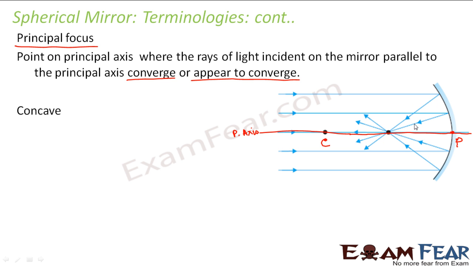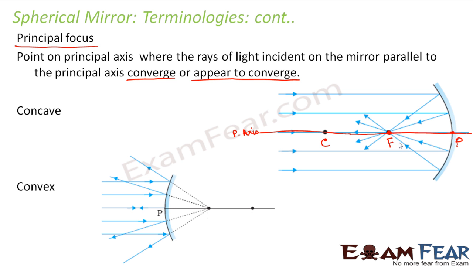Now after reflection, all the rays converge at a point, right? And this point also lies on the principal axis. So both the conditions are satisfied. Principal focus should lie on the principal axis, and principal focus should be the point where the rays of light which are parallel to the principal axis meet after reflection. So that means this point is your principal focus. Generally, principal focus is also sometimes called focus and it is denoted by a capital F. So this is known as the principal focus of a concave mirror.